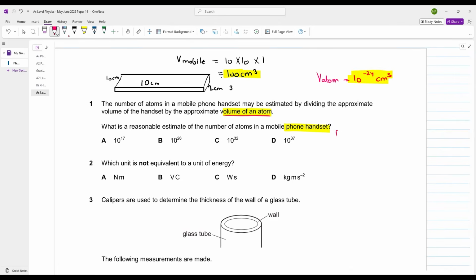How will you calculate the number of atoms? Any ideas? The examiner has told you you will take the volume of the mobile divided by the volume of atom. Volume of mobile is what? 100 cm cube. Volume of atom is what? 10 raised to the power of minus 24. Take it to the top side. 100 into 10 raised to the power of 24 positive. This comes out to be 10 raised to the power of 26. Any answers like that?